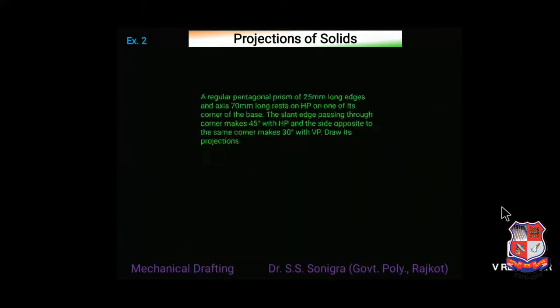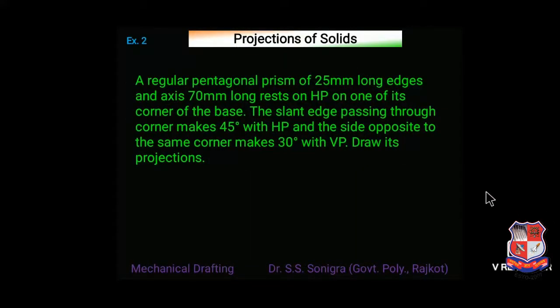Now problem number 2. A regular pentagonal prism of 60 mm long edges, axis 70 mm long, rests on HP on one of its corners of the base. The slant edge passing through the corner makes an angle of 45 degrees with HP, and the side opposite to the same corner makes an angle of 30 degrees with VP.